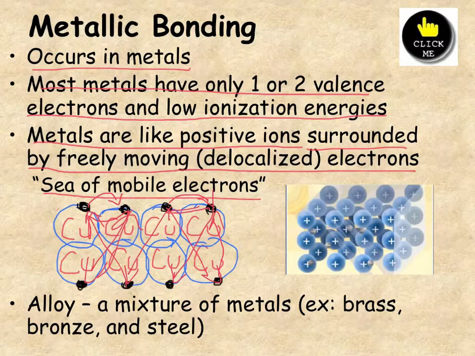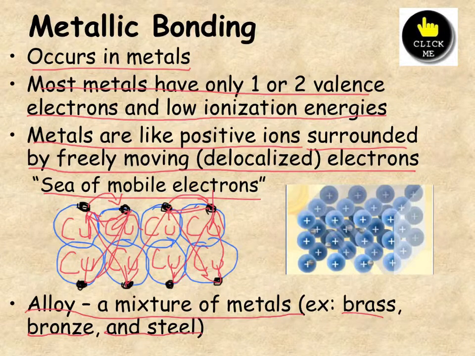And the last thing to remember about metallic bonding is where we form alloys, right? So an alloy is just a mixture of metals. Examples are brass, bronze, and steel. And remember back to our description of a mixture, there's two types. There's heterogeneous and homogeneous, and an alloy is a homogeneous mixture, or in other words, it's also called a solid solution.